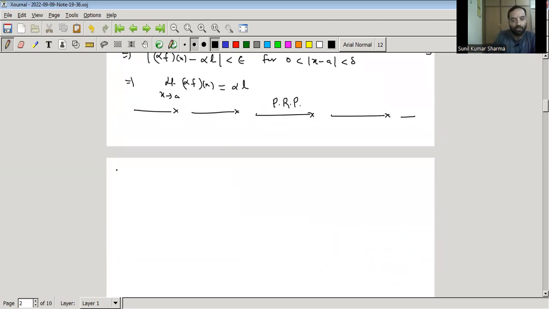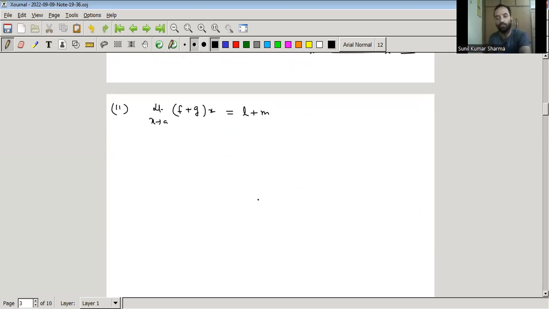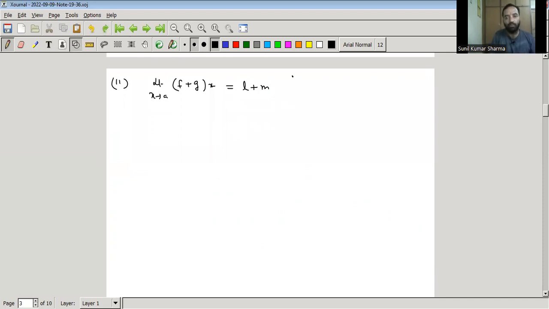So the second part is limit x goes to a, f plus g at x, that is equal to L plus M. So again, we have to use the strategy. We have to estimate. So what is given? Given limit x goes to a, we can say this is the strategy.